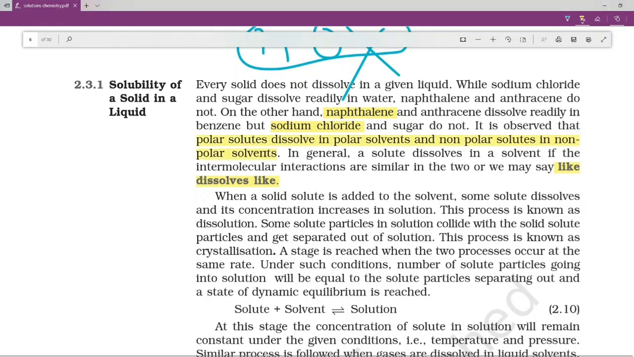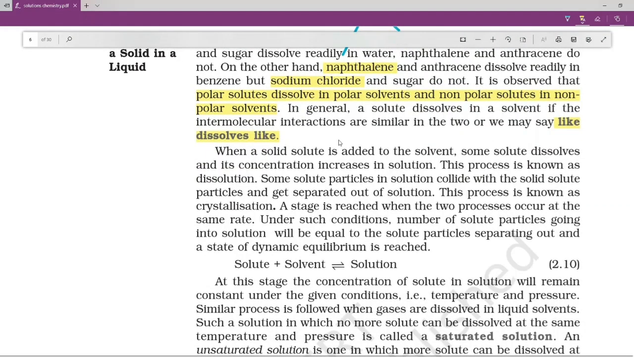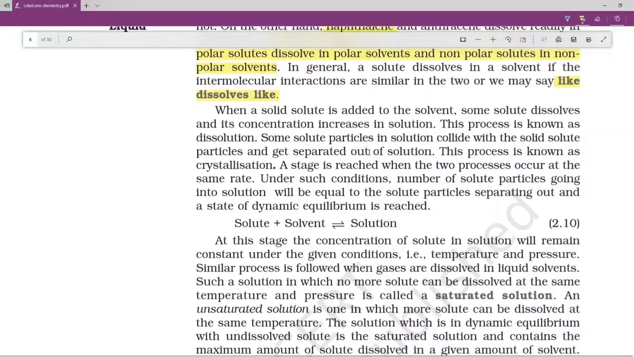Polar solutes here means those which are having temporary polarization. For example, if there is a huge electronegativity difference between the positive ions and negative ions, then in that case polarization of the atoms takes place. For example, Na plus Cl minus, these are called polar solutes, and non-polar means where there is no such polarization or there is no such significant electronegativity difference.